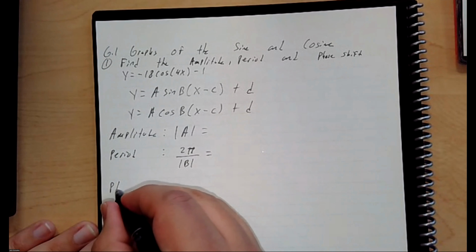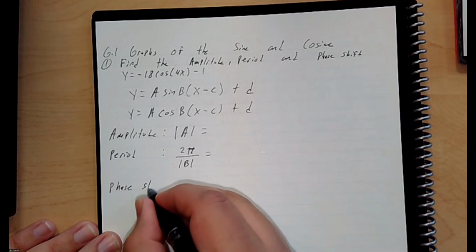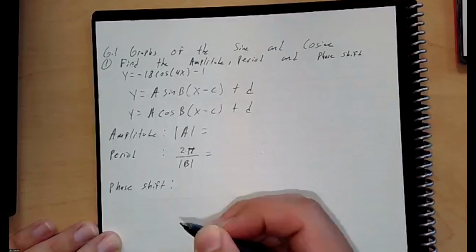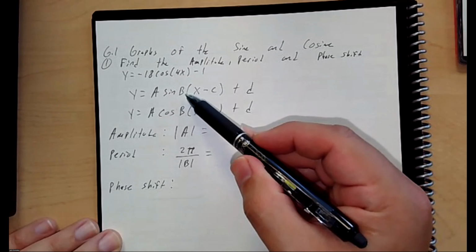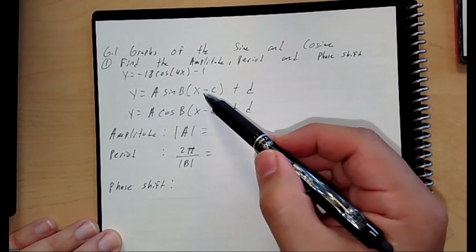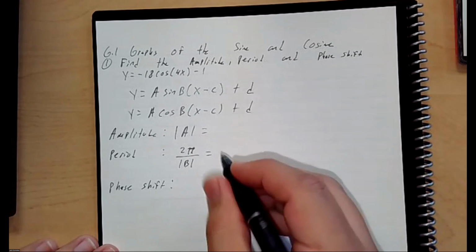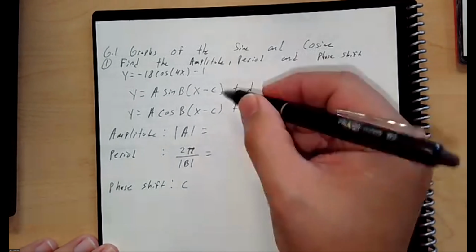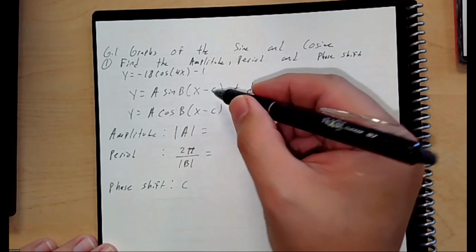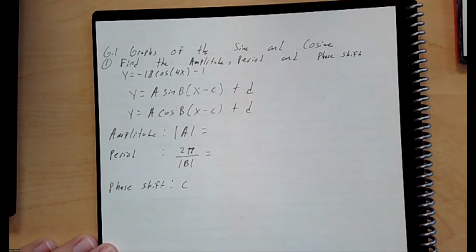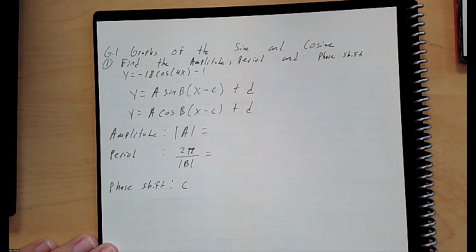Phase shift is going to be, once it's in this form, notice how the B is factored from both of these pieces. Once it is factored, then you say the opposite of whatever's in here. So if it's -2 or 5, you say 2 or -5. Okay.